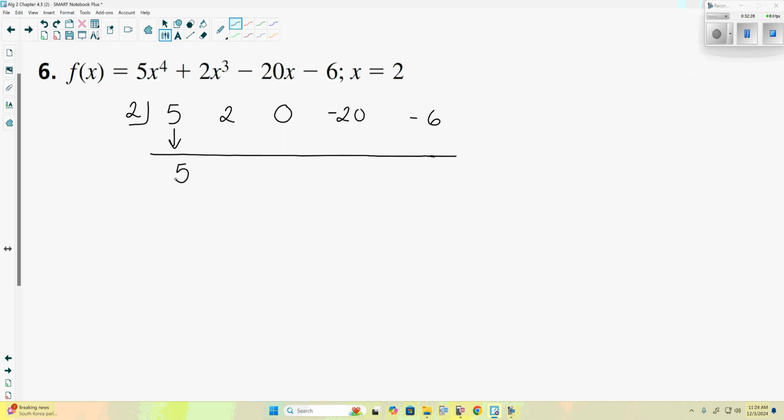And again, once we get it set up, all the rest of the calculations we can do in the calculator, because 2 times 5 is 10. 2 plus 10, 12. 2 times 12, 24. 0 plus 24, 24. 2 times 24, 48. Negative 20 plus 48, 28. 2 times 28, 56. Negative 6 plus 56 is? So the answer is 50.